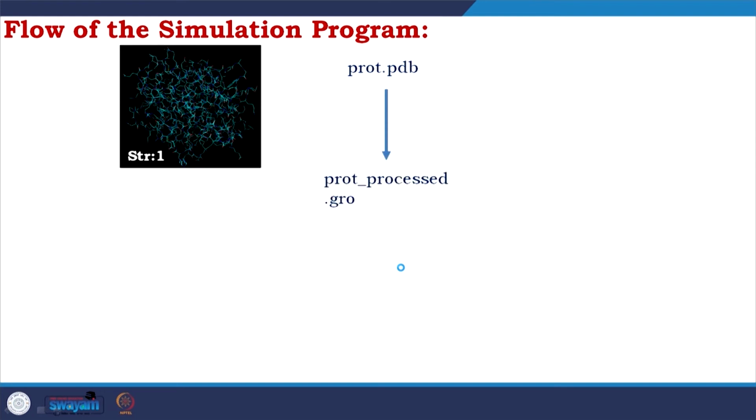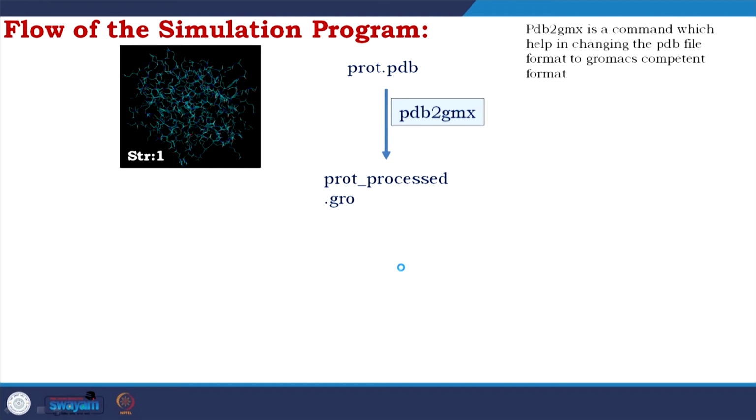Protein.pdb is converted to prot_process.gro by the help of a command. I am taking the GROMACS program package as an example. pdb2gmx is a command which converts the PDB formatted file to a GROMACS compatible format. Here we add hydrogen, and we select the force field.